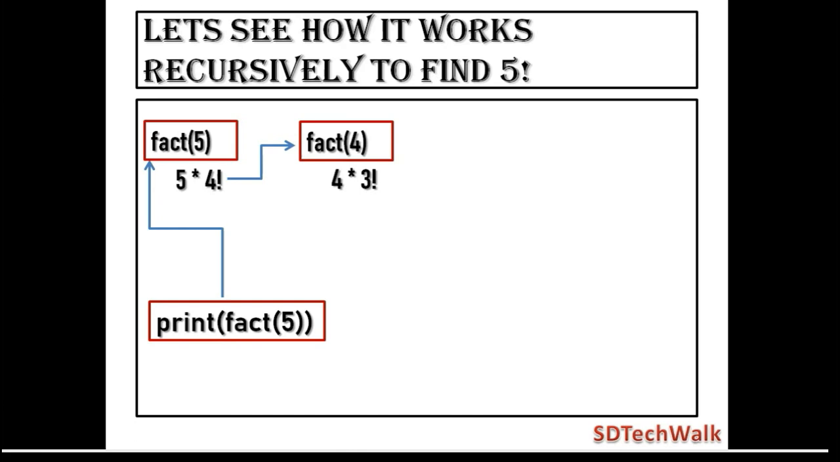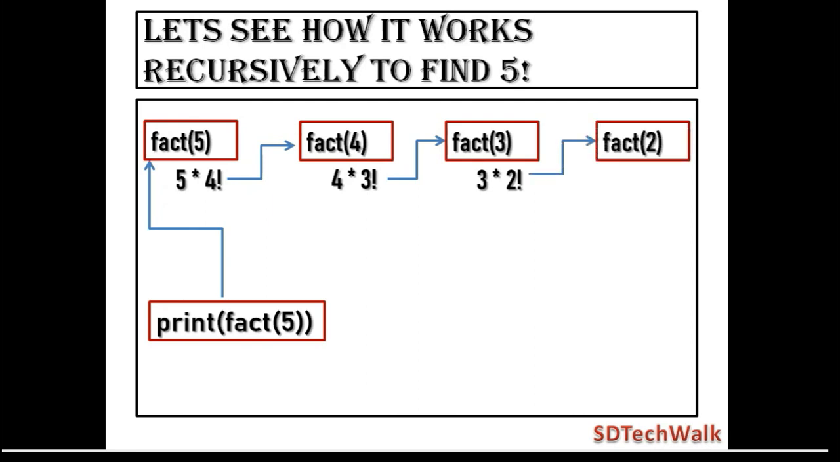How is 3 factorial calculated now? Again, recursively it will call itself, so it will call fact of 3. How is fact of 3 calculated? 3 into 2 factorial, and in a similar manner 2 factorial will be calculated by calling the factorial function itself by passing the value 2. Now 2 into 1 factorial. In the same manner, it will call recursively fact of 1.